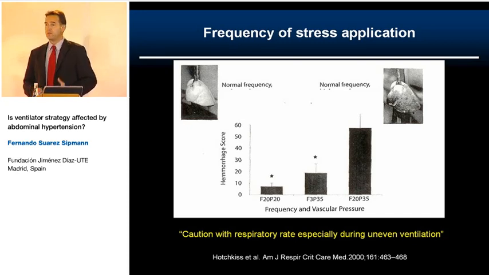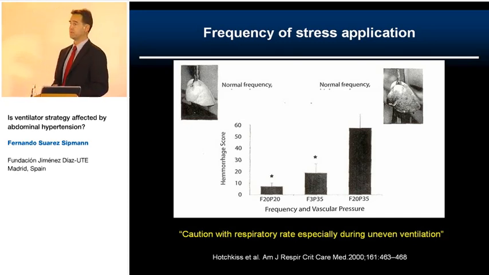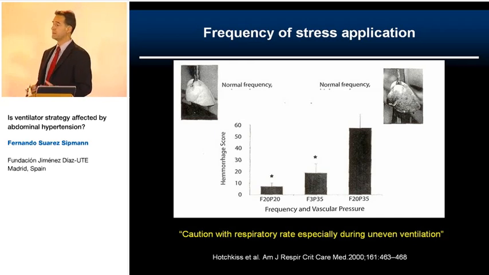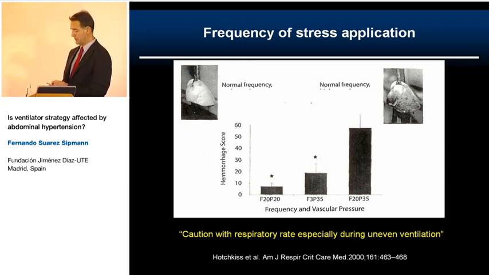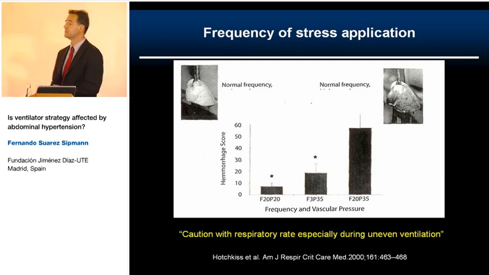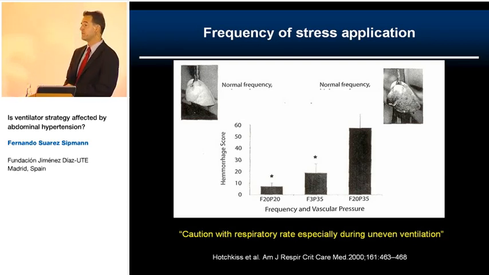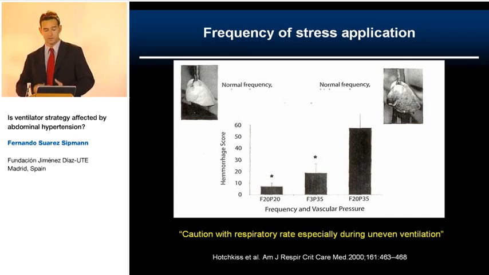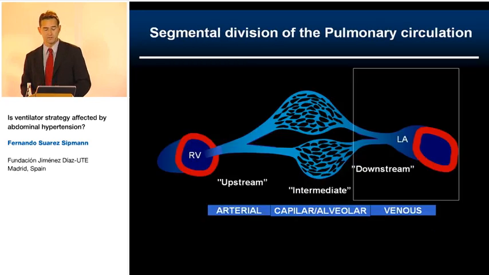Also, the frequency of the stress application is an important factor. And in this study, they also were able to show that applying the same pressure but at a higher frequency also caused an increased number of capillary stress failures, as shown by the increased hemorrhagic score that these animals had. Again, bottom line in this study was we should have caution with respiratory rate, especially when we are ventilating unevenly the lungs in a very heterogeneous lung.